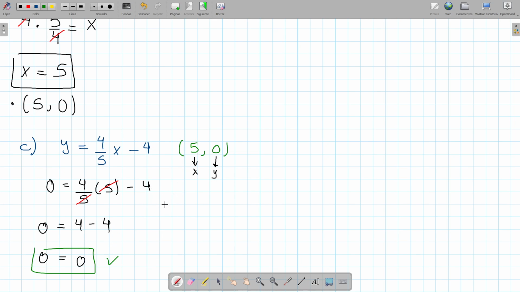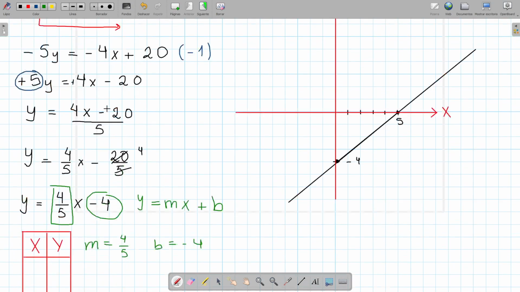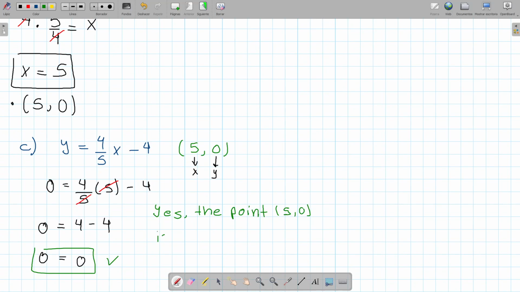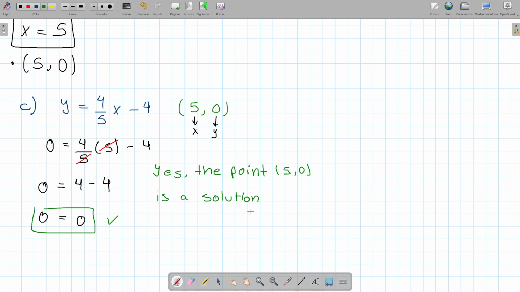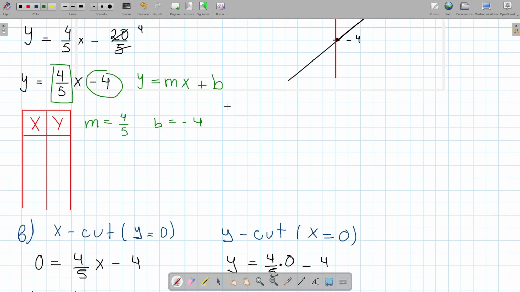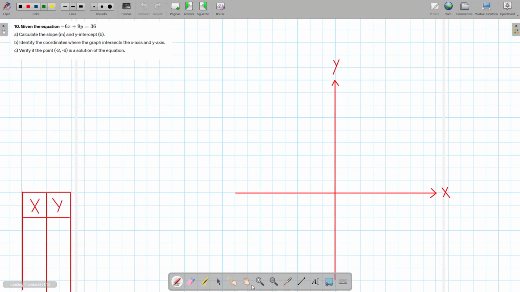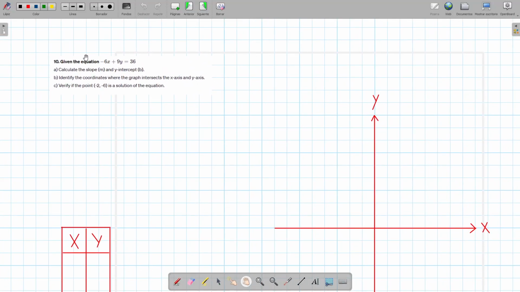So we can say that yes, the point 5, 0 is a solution of the equation. Now, with this exercise, you can try to do the next one. We have this one. This will be just for you.